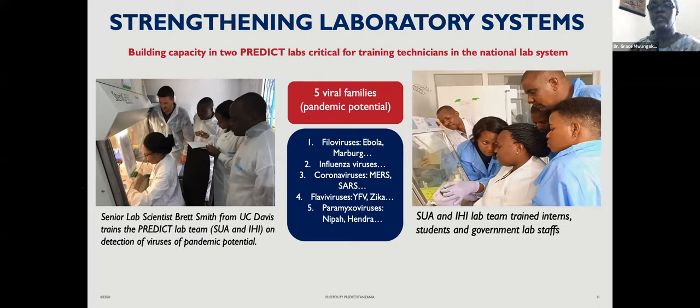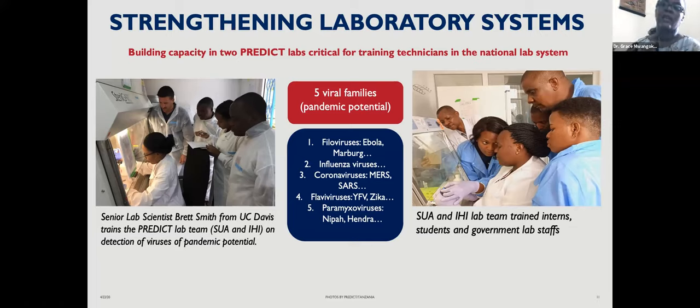So the two teams from the SWU and the IHR have to transfer the skills and knowledge that they have to more local people, meaning the interns, the students, even the government laboratory staff. The picture on the right is from the workshop where government staff came to attach to our labs for at least 2 weeks to get hands-on experience on testing these viruses.